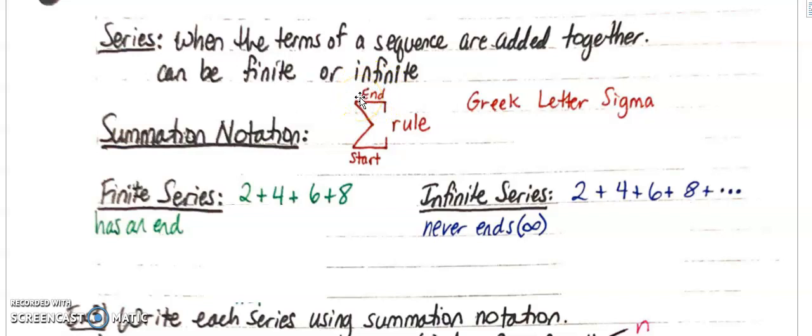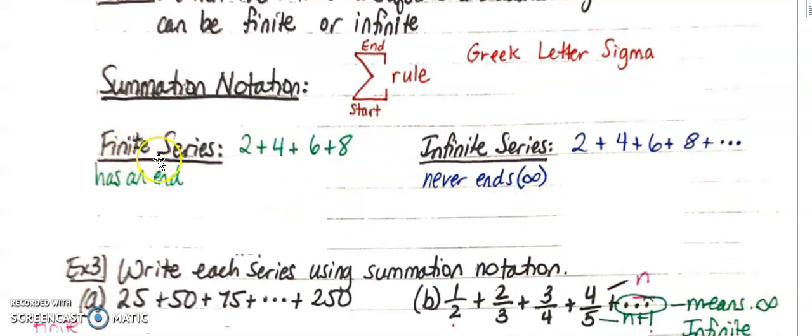So if we want to add the first 10 terms of a sequence, we would go from 1 to 10. And the rule is the formula or the function or the equation that gets us the values in the series. So, summation notation here, again, we have our sigma. At the bottom is the starting term. The top is the ending term. And this is the rule, aka formula, with which we get our actual values.